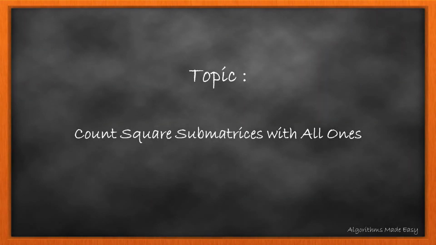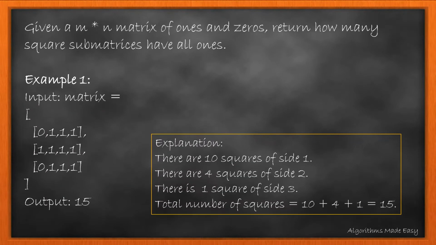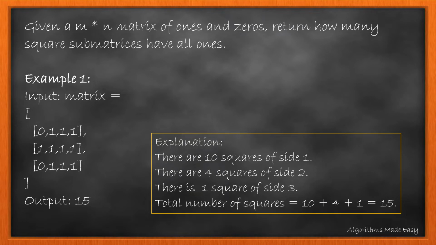We will be solving the day 21 problem from the Mail Eat Coding Challenge. Given an m cross n matrix of ones and zeros, return how many square submatrices have all ones.